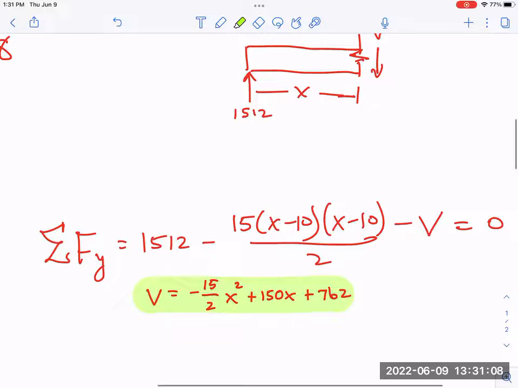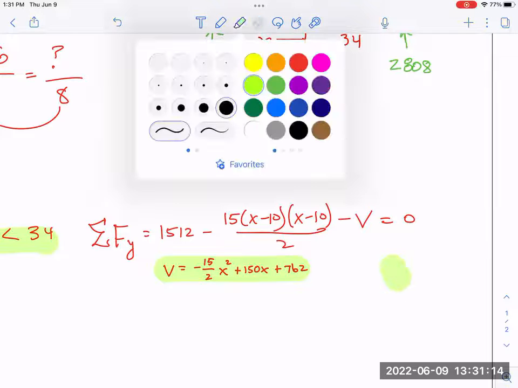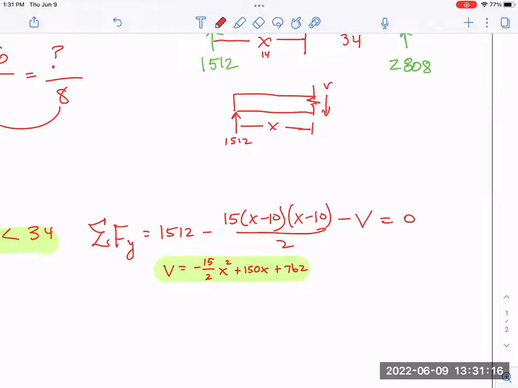But do you remember the pattern yesterday? How we took shear and we said, hey, if you want to move down to moment, all you have to do is take the integral. Well, it turns out that pattern continues.